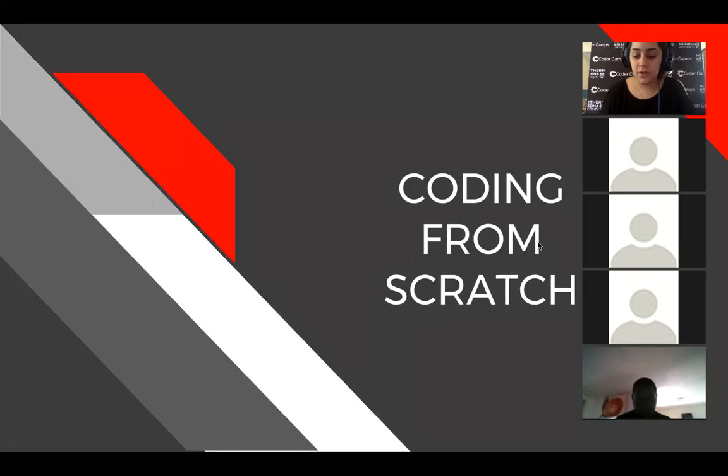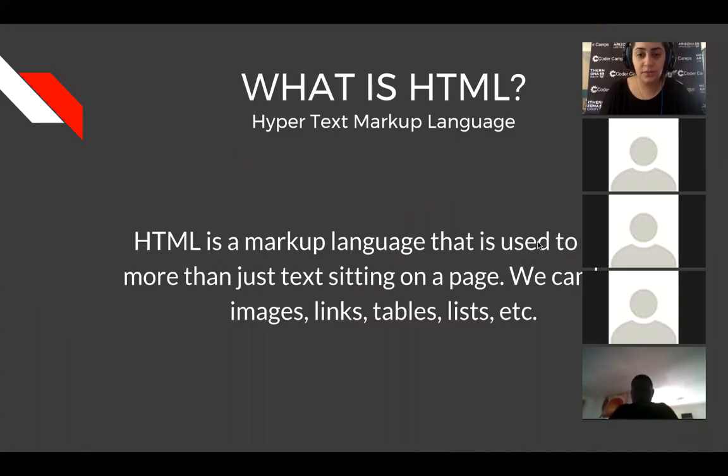All right, so we have coding from scratch. First, we'll start off with HTML. What is HTML? HTML is a hypertext markup language. It is used for more than just having text sitting on the page. You can have images, links, tables, articles. Basically, everything that you see on a website started off with HTML. That was the markup language to put everything in its place.